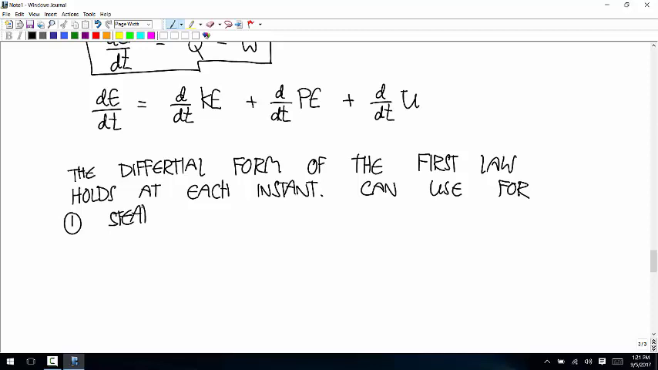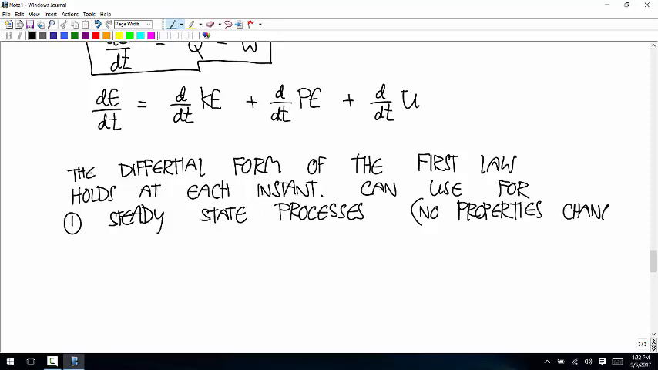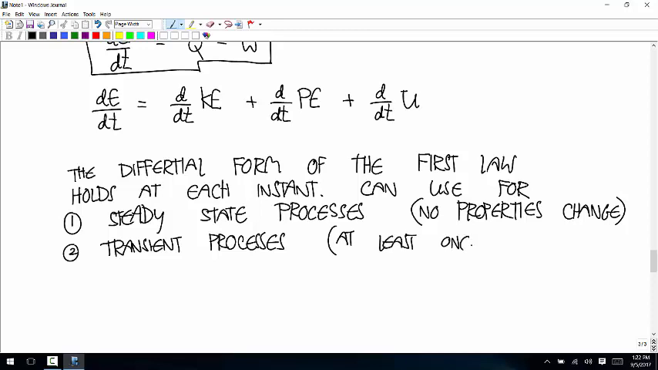And you can use this for steady state processes, and that's one where no properties change. Or for transient processes, where at least one property is a function of time. So let's see how it works in both of these two cases.